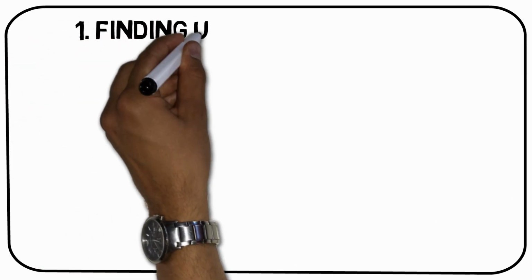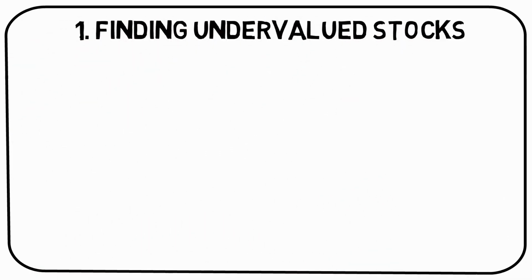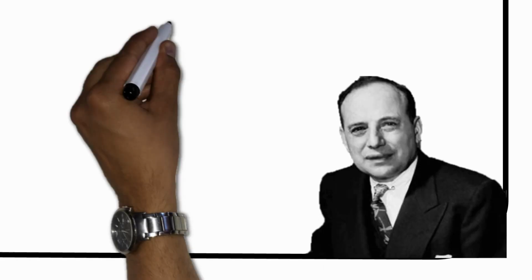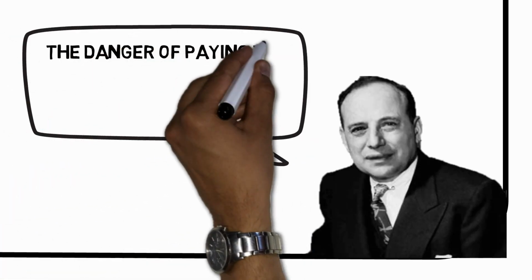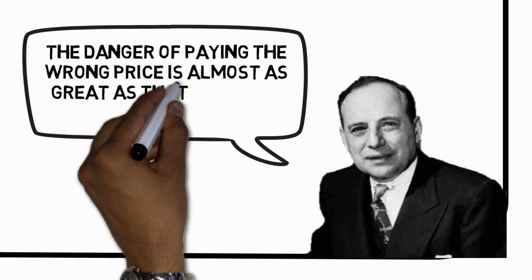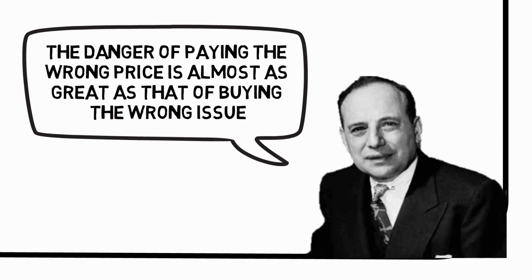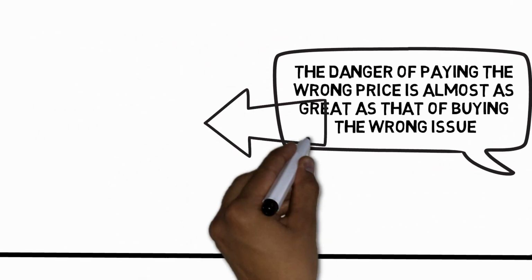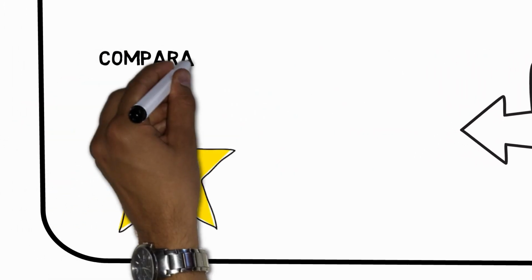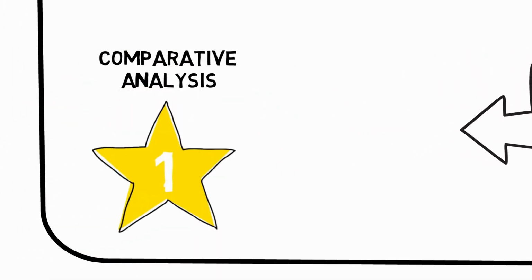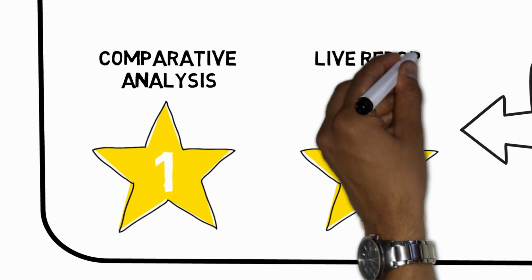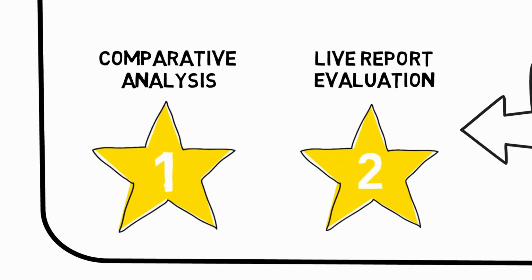Takeaway number 1. Finding undervalued stocks. The danger of paying the wrong price is almost as great as that of buying the wrong issue. According to Benjamin Graham, there are two different approaches to find undervalued individual issues in the stock market. 1. Using comparative analysis, which we'll get to in the next takeaway. And 2. Scrutinizing corporate reports as they go live.